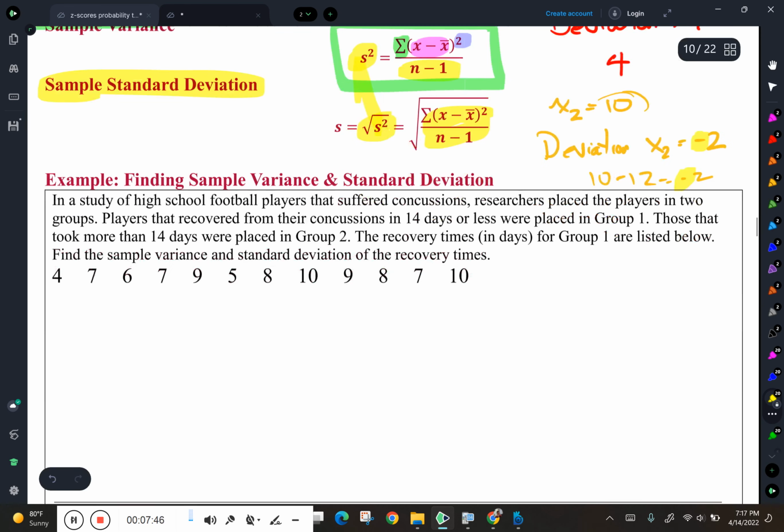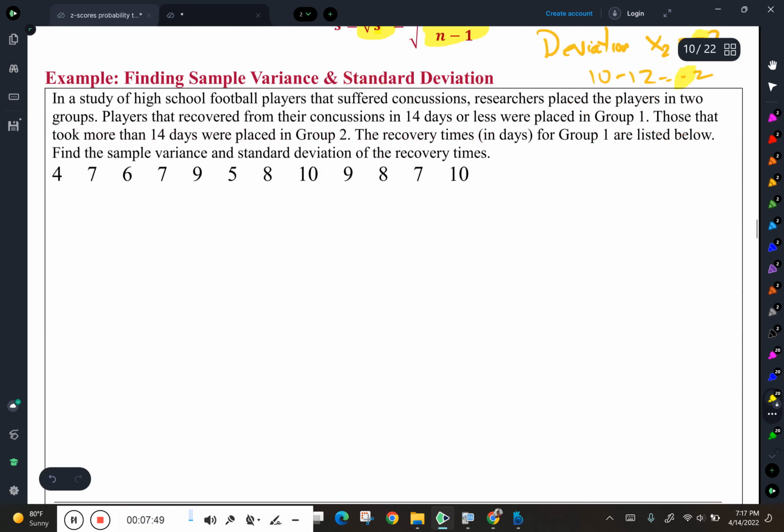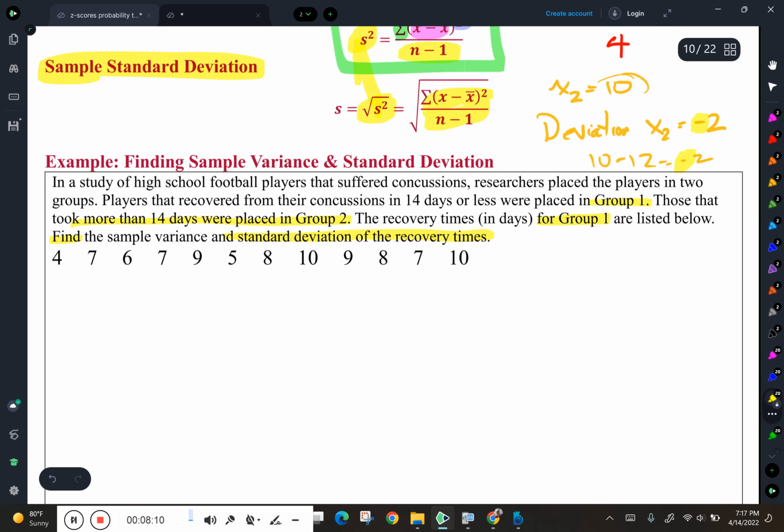Here I've got an example. I have a study of high school football players that suffer concussions, and researchers placed the players in 2 groups. Players that recover from their concussions in 14 days or less were placed in group 1. Those that took more than 14 days were placed in group 2. Here are the recovery times for group 1. Find the standard deviation of the recovery times. So I've got to do this for this data set.